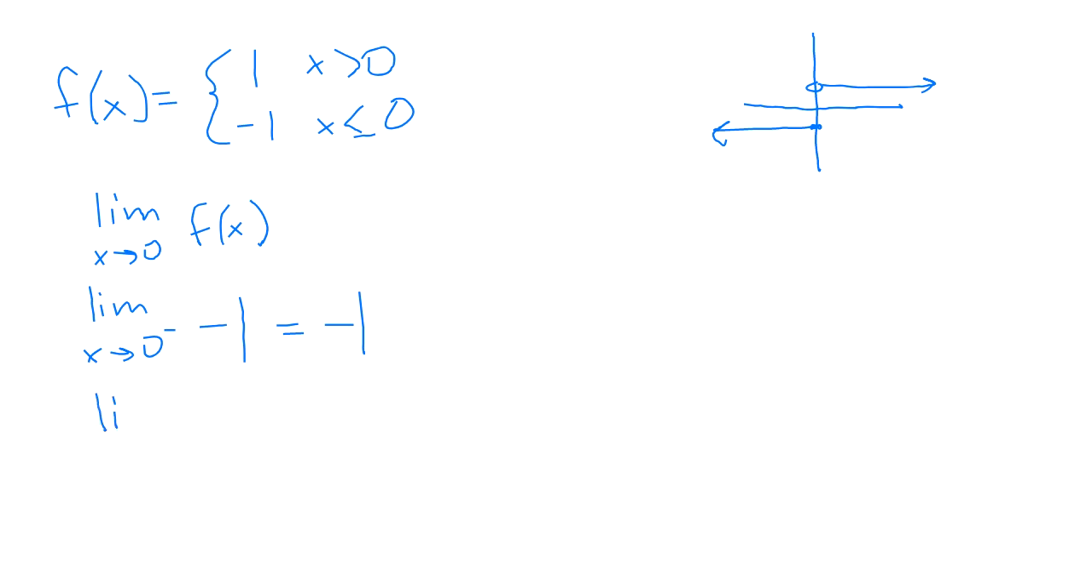Our limit as x approaches 0 from the positive, equals, and then our f of x is actually going to equal 1. Because most of the time we're looking at 0.001, which is on the positive side, that is technically bigger than 0, so that's going to be 1. And we see that this is going to be 1. We see that these two do not equal each other. Because of this, it does not have a true limit.